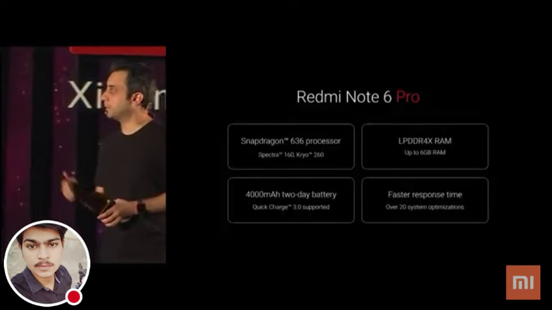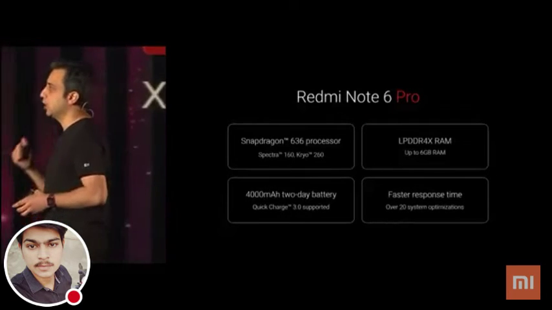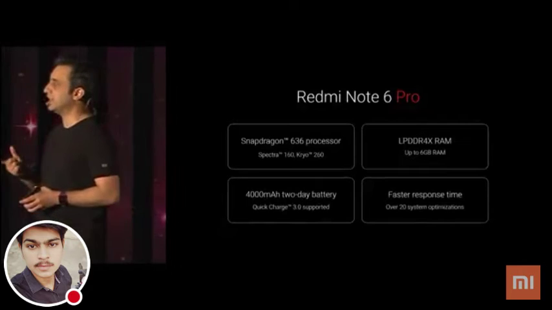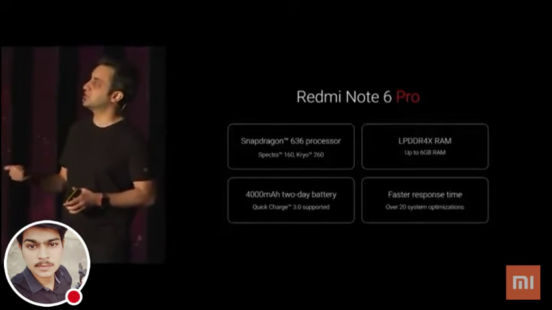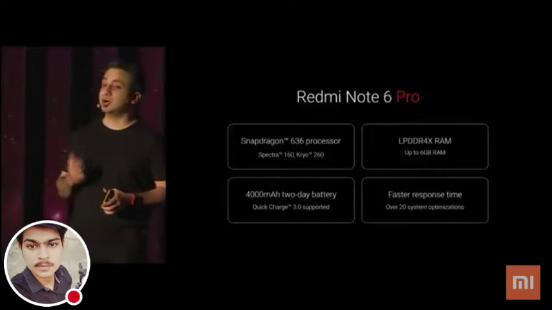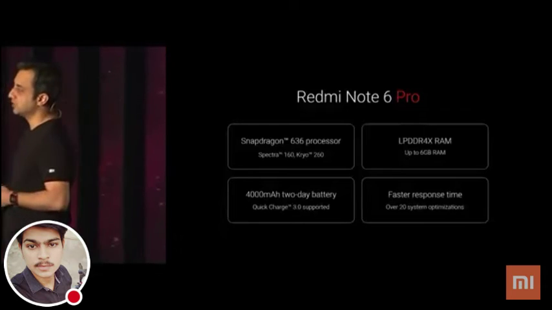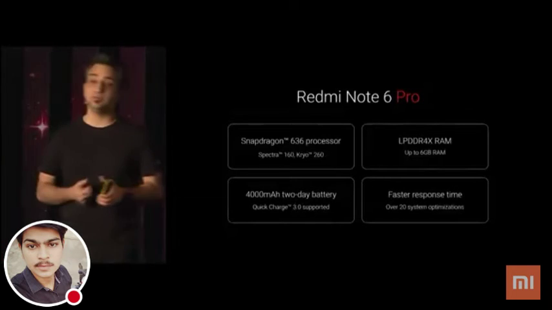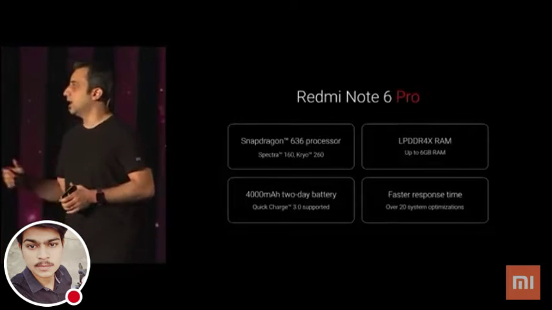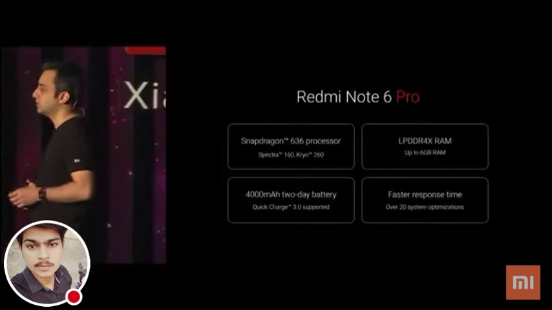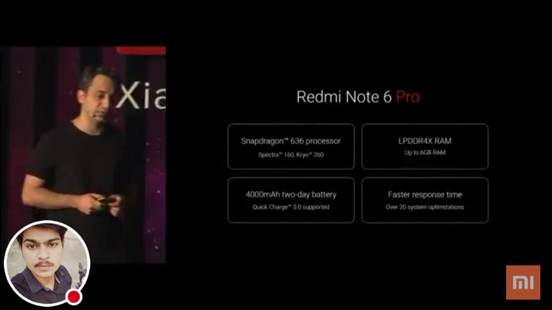So the Note 6 Pro has a Snapdragon 636, a very proven, very capable processor with the Spectra 160 ISP, has Kryo 260 cores, comes with the fastest RAM, the DDR4X, and you will get up to 6 gigs. You've got a noteworthy 4000 mAh 2-day battery life. We are supporting Quick Charge 3.0 for those people who want that. You've got overall system optimizations, much faster response time with MIUI 10 out of the box.